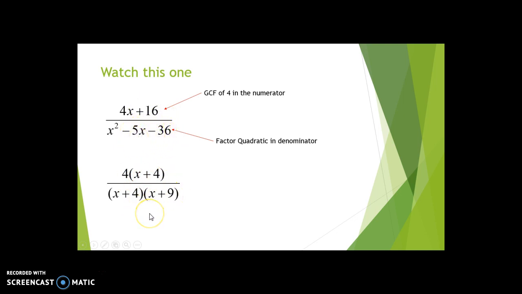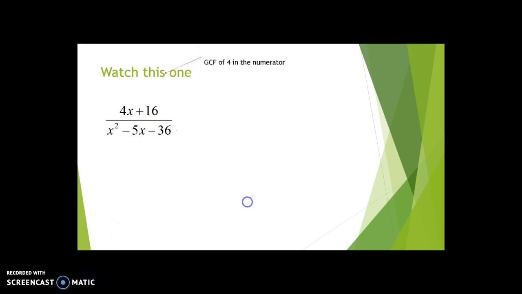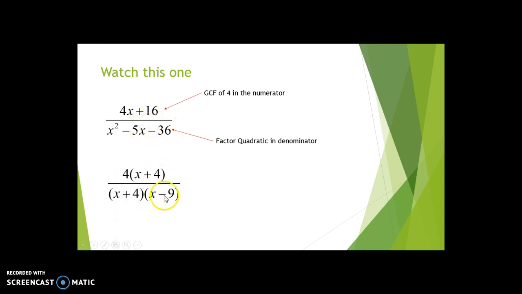And again, I think I copied this problem down wrong. Hold on. Let me take a look. All right, so I got it fixed. Again, we factored it, and this is where I messed up. That should have been minus. So we have factors of 36 that subtract to give me negative 5. That's negative 9 and positive 4.